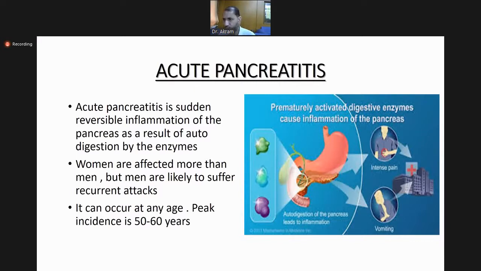Sometimes we are asked the question: the most common cause of acute pancreatitis in our region is number 1, alcohol, number 2, gallstone, number 3, trauma, number 4, ERCP, number 5, drugs. The correct answer is gallstone. If the same question is phrased such that the most common cause of pancreatitis in the West is alcohol, gallstone, ERCP, and so on, then the correct answer is alcohol. And the most common age of acute pancreatitis is 50 to 60 years of age.